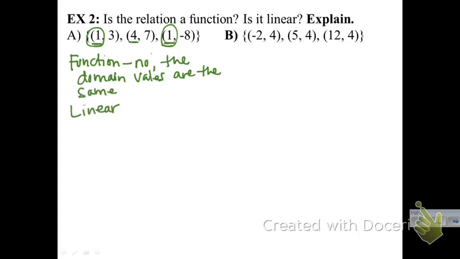Linear. If we're not sure about linear, we can always graph these points. So the first one says over 1, up 3, over 4, up 7, up here, and over 1, down 8, which will be somewhere down here. We can see that they do not form a straight line, so we would say no.